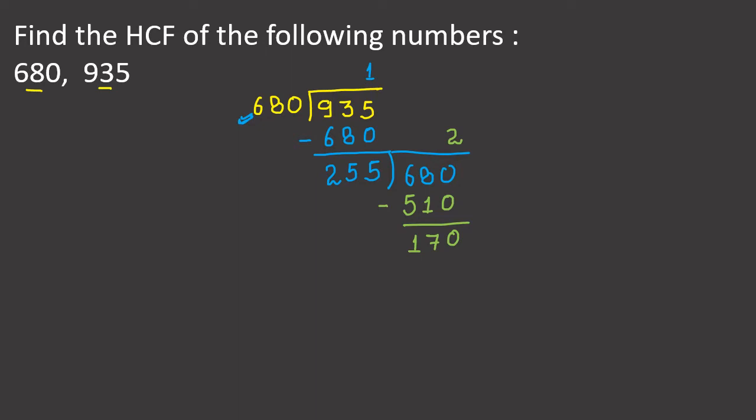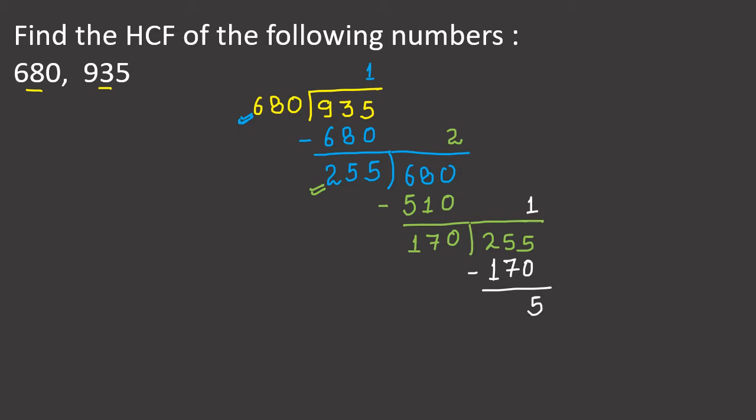Again we will repeat the same step. Now 170 will be the next divisor, and the next dividend will be this 255. Again divide 255 by 170. So 170 ones are 170. Subtract them, it will be 5.